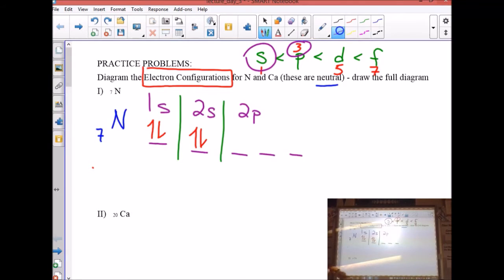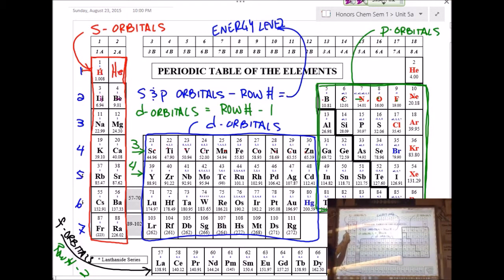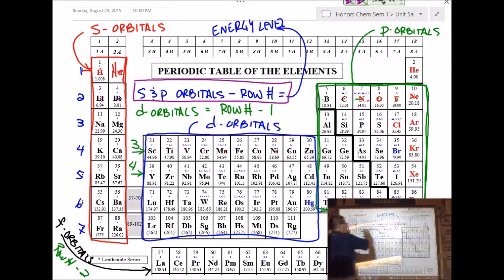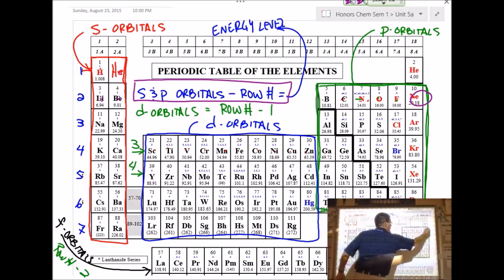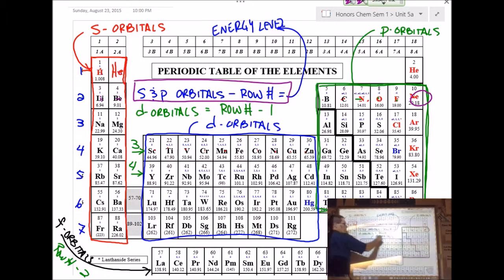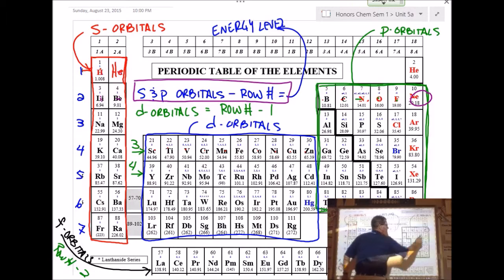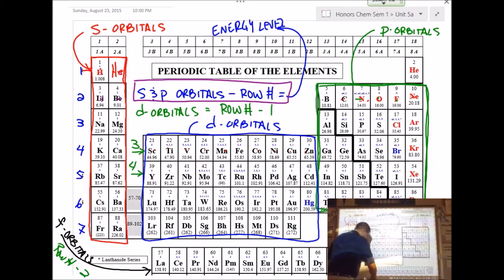Because it is in row 2. So remember that whatever row the S and the P's are in, that equals the energy level. It's like reading a book. We're going to go right across, and when we get to the end here, we go down to the next row and continue on reading. Good question.